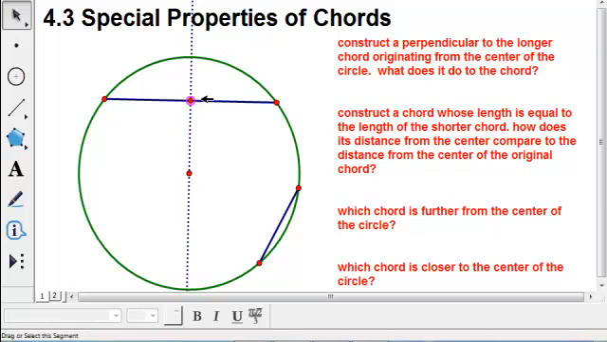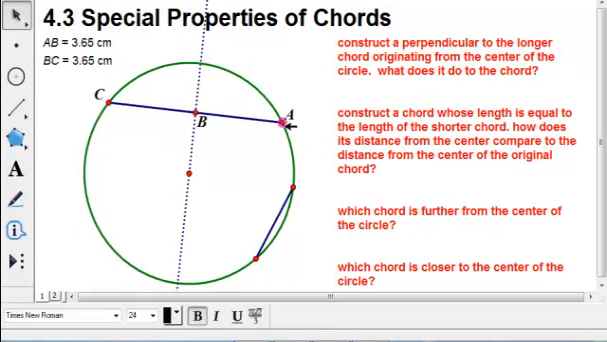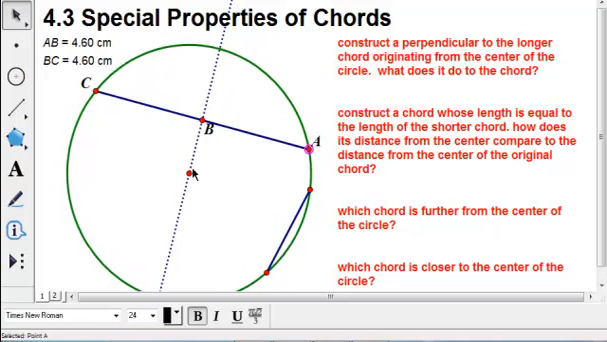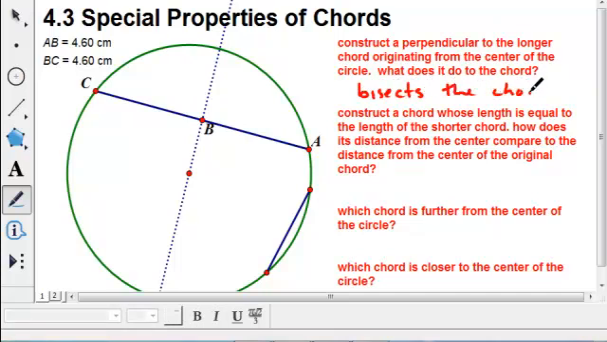So if I find this intersection point, and I measure the distance between these pieces. So if I measure this distance, A to B is 3.59, B to, it'll probably label it C, is also 3.59. So it doesn't matter where I put this chord, what's always going to happen when you construct a perpendicular from the center of the circle, it's going to bisect the chord. Okay, so any perpendicular from the center of the circle will bisect the chord.